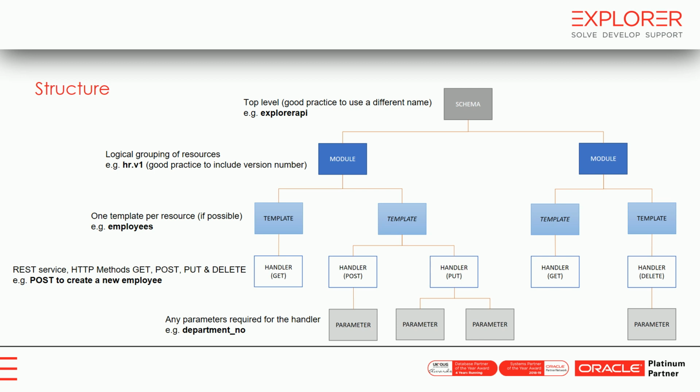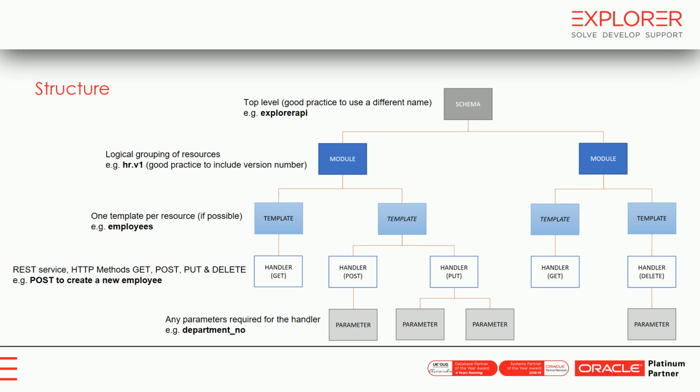The third level is for templates. These are your individual resources, and where possible should be one template per resource. For example, in a module for HR, we could have one template for employees, one for departments, one for jobs, and so forth. The fourth level is the REST service, the HTTP method, such as get, post, put, and delete.